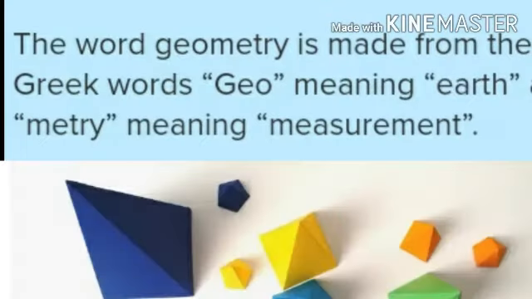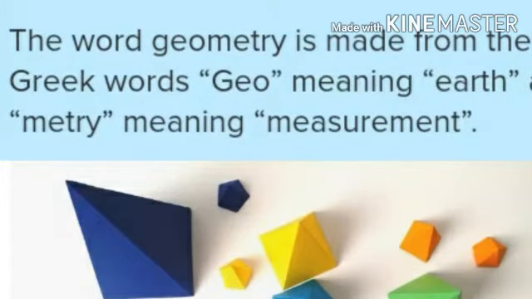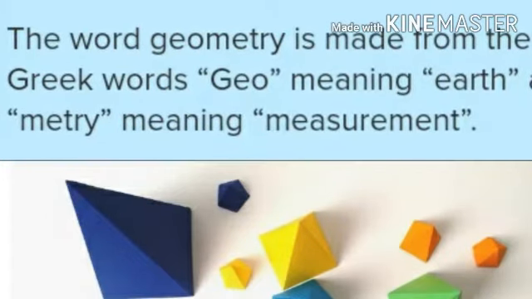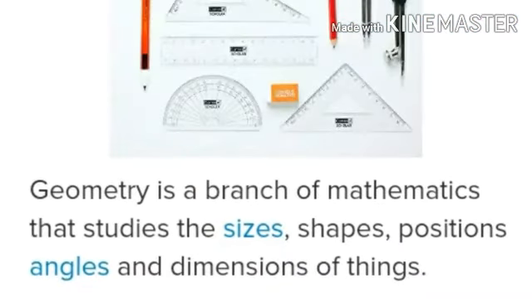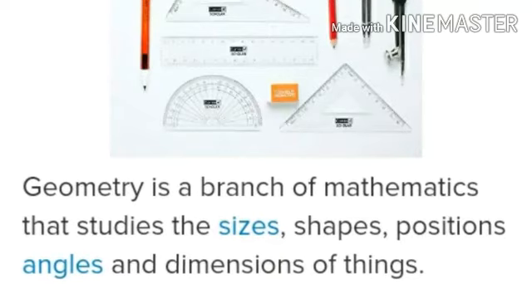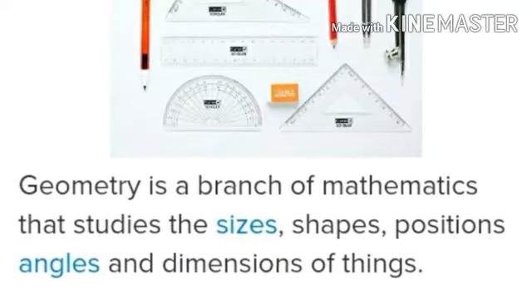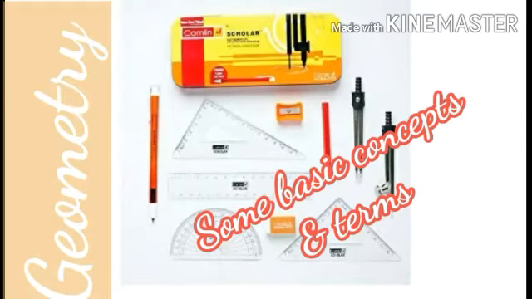The word geometry is made from the Greek word geo, meaning earth, and metry, meaning measurement. Geometry is a branch of mathematics that studies the sizes, shapes, positions, angles, and dimension of things. Now, we see some basic concepts and terms of geometry.